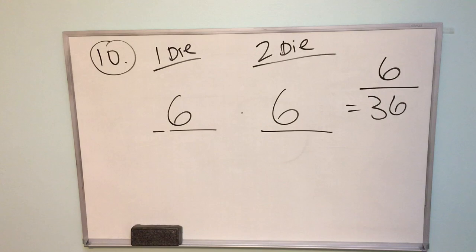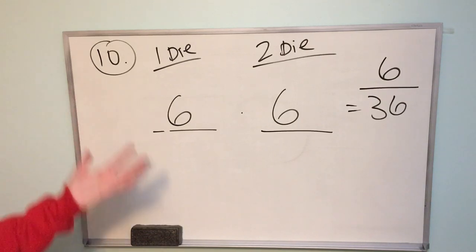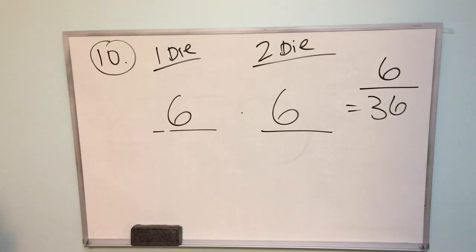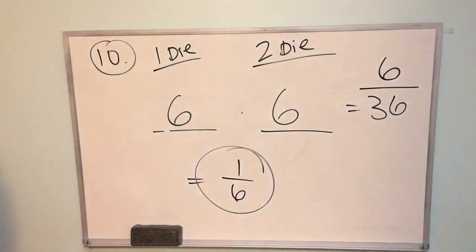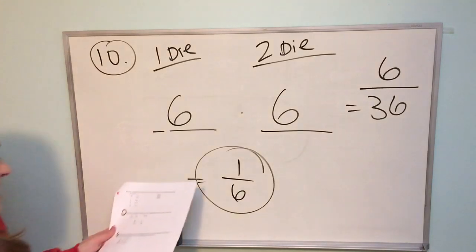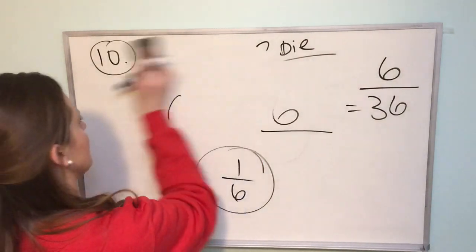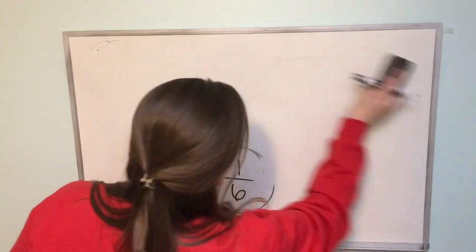I hope that wording makes more sense now. So since it's 6 over 36, right, we still have to reduce it, and we'll still get 1 over 6. Let me know if that doesn't make sense. I think it does, though. I think I figured it out.